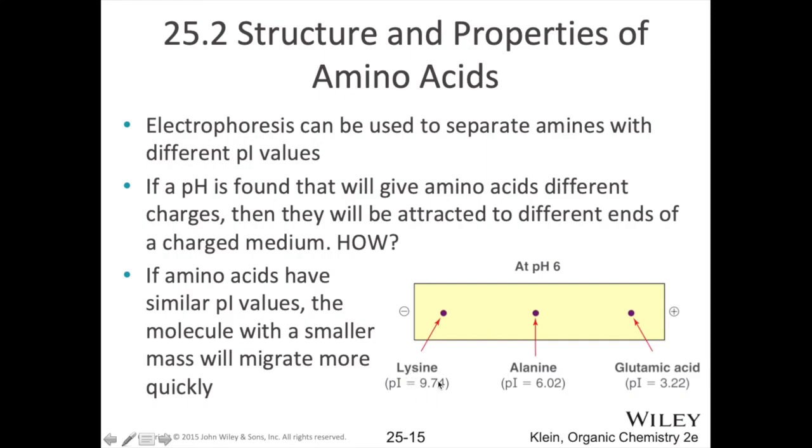Conversely, here we have lysine with a pI of 9.74, so the pH is lower than that, which means that the environment is relatively acidic. So this is going to be extra protonated. It's going to have extra H plus ions on it, which is going to make it overall positively charged, or cationic, and therefore it gets attracted to the negative electrode, and that's why it migrates to that side.